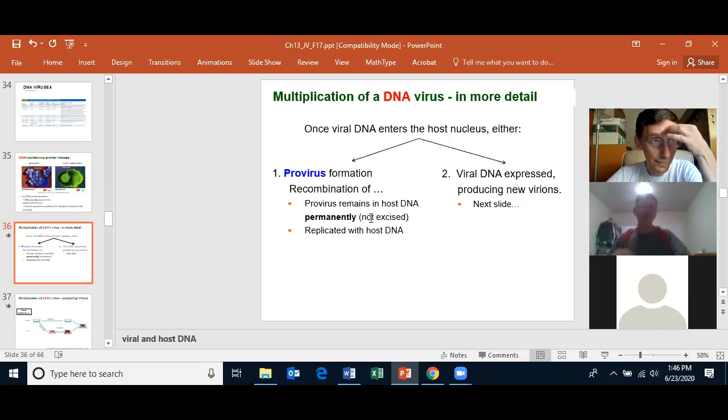So if you hear the term provirus, that's where the viral DNA is integrated into the host cell's DNA. Is that what makes some viruses harder to get rid of? Well, that will become permanently part of that host cell's DNA. So yes, it's hard to get rid of. The only way to get rid of it is the host immune system would kill this cell.